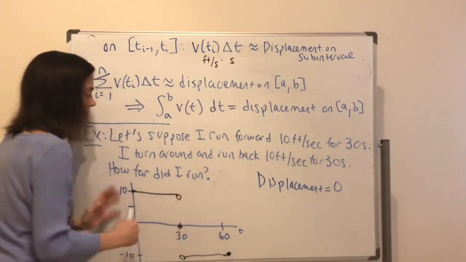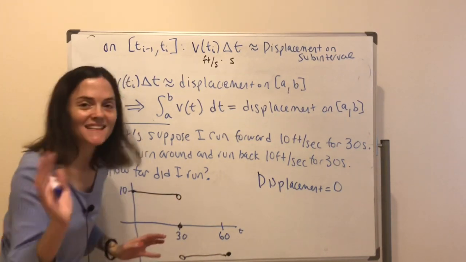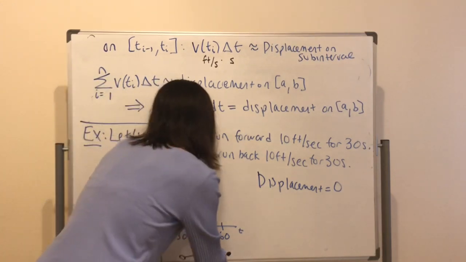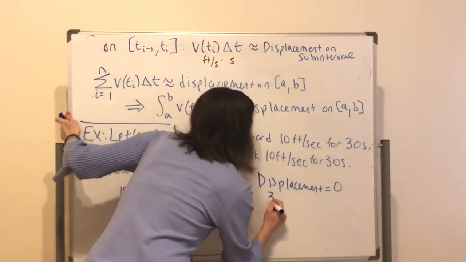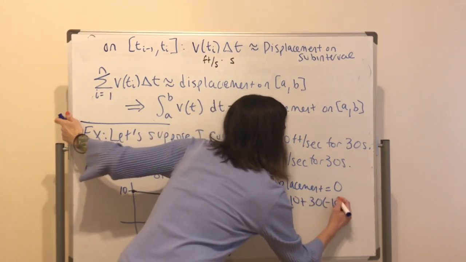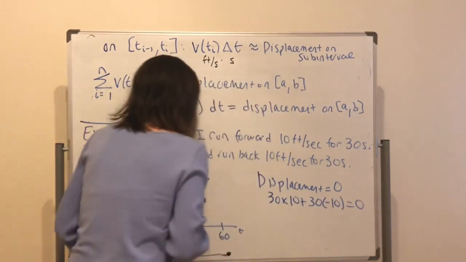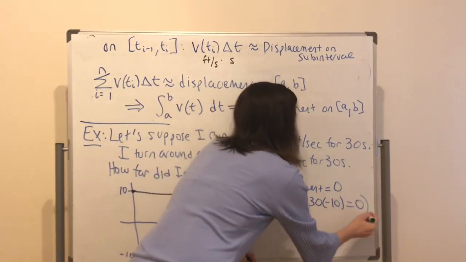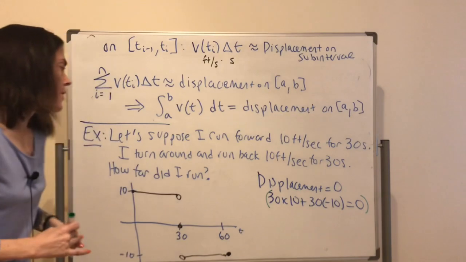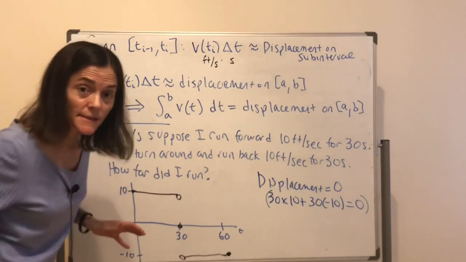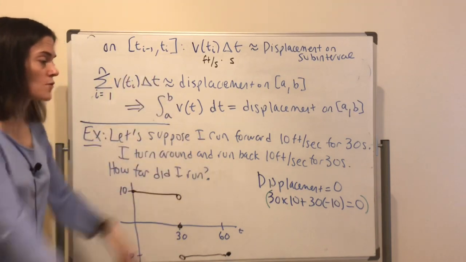The area, which we know the signed area is the definite integral, would be, maybe I'll write it, 30 times 10 plus 30 times minus 10, which is 0. I'll put that in parentheses because two different ways to think about it. Okay, but the distance is not 0 because I physically moved.